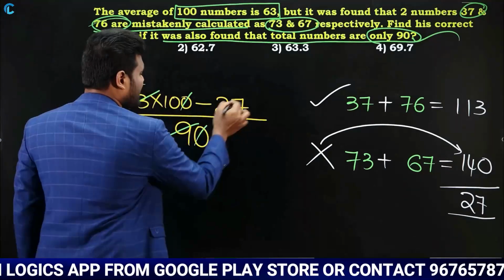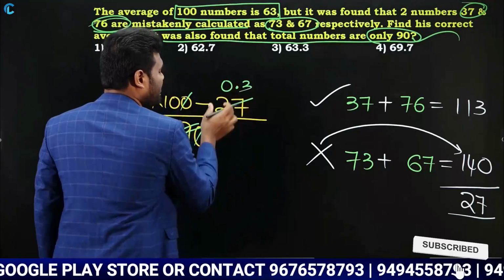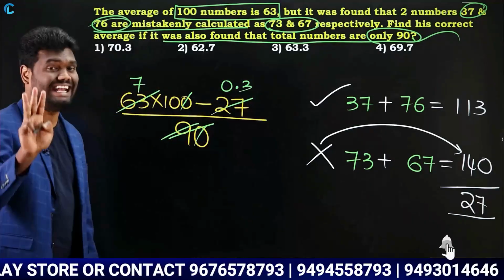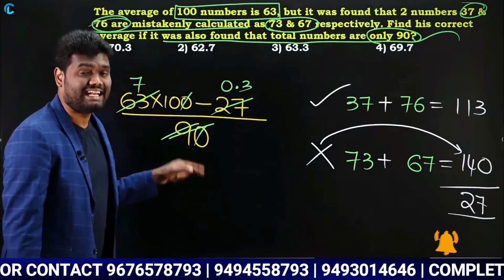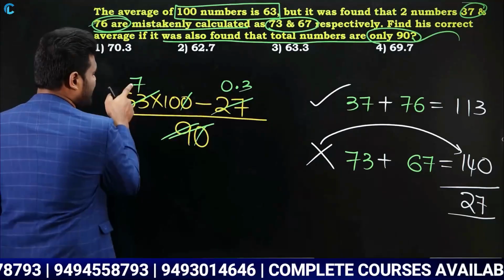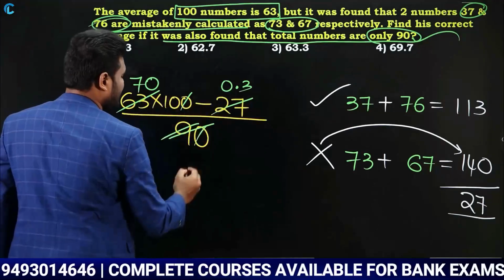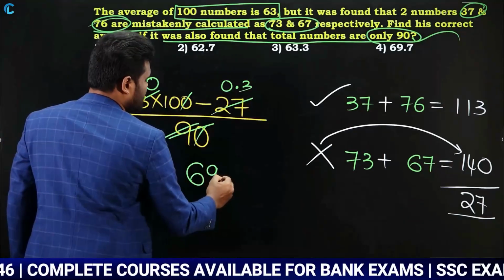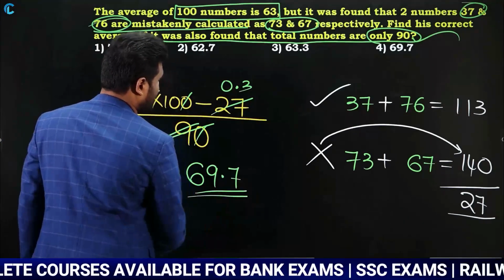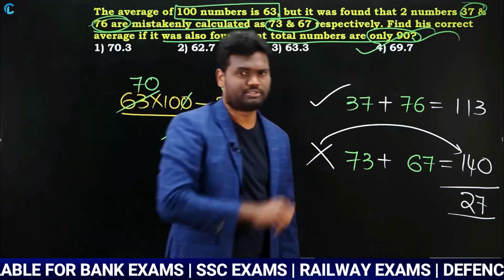Yes or no? Similarly, 27 by 90 is 0.3. Why? Because 27 by 9 is 3 times. But this is not 9, it is 90. So that is the reason for 0.3. Now the correct average is going to be 7 into 10, 70 minus 0.3. 70 minus 0.3 is 69.7. So the correct average is 69.7, which is option 4.